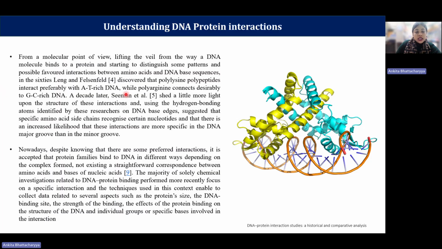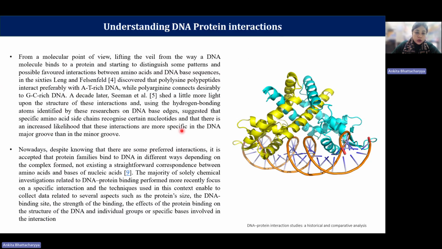Then a decade later, Seaman et al. shed a little more light upon the structure of these interactions. Using the hydrogen bonding atoms identified by these researchers on DNA-based edges, they suggested that some specific amino acid side chains are able to recognize certain nucleotides and that there's an increased likelihood that these interactions are more specific in the DNA major groove than in the minor groove.